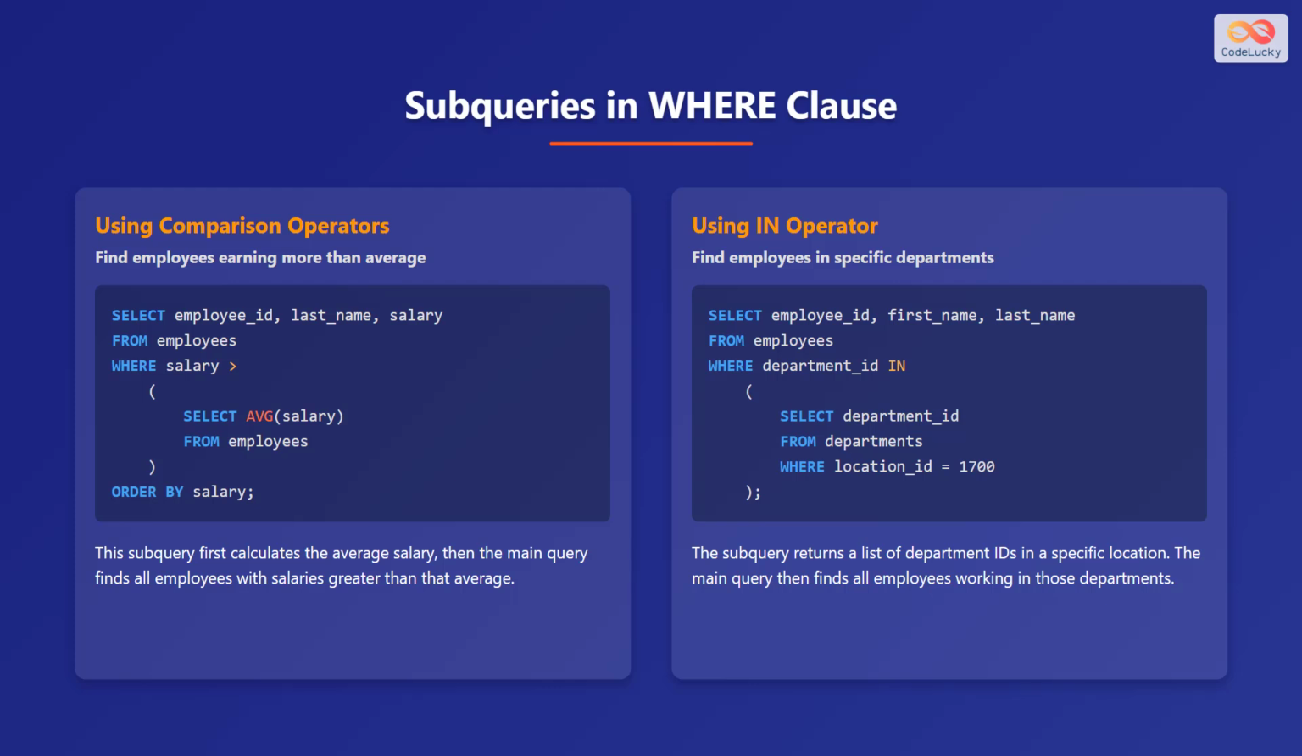Next, let's see an example using the in operator. Here we want to find employees in specific departments. This query selects the employee ID, first name, and last name from the employees table where the department ID is in the result of the subquery to select the department ID from the departments table where the location ID equals 1,700. The subquery returns a list of department IDs in a specific location. The main query then finds all employees working in those departments.